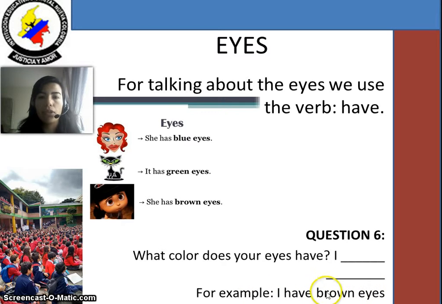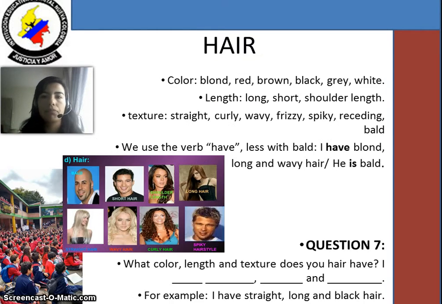Tengo los ojos cafés. Aquí vamos a utilizar los colores que ya sabemos. Green, verde, blue, azul, brown, café y black, negro. ¿Ok? So let's move on.